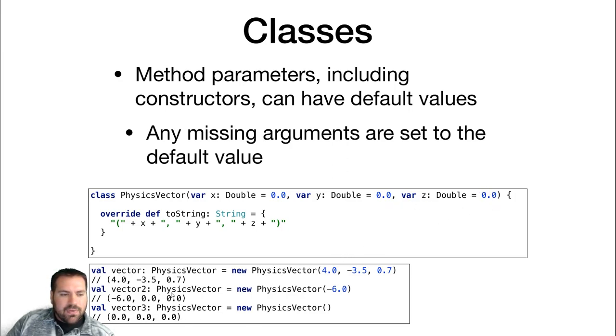So if I say new physics vector of -6, it's going to have the -6 to assign to x. Y and z don't have any arguments here, so they're going to refer to their default values and be set to 0. I could say new physics vector of nothing, and they'll all be set to 0, and I'll get 0, 0, 0 as a physics vector. It's just a convenience feature. It helps out, and just keeps things a little cleaner sometimes.